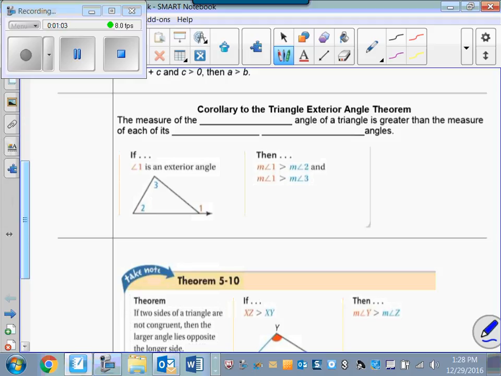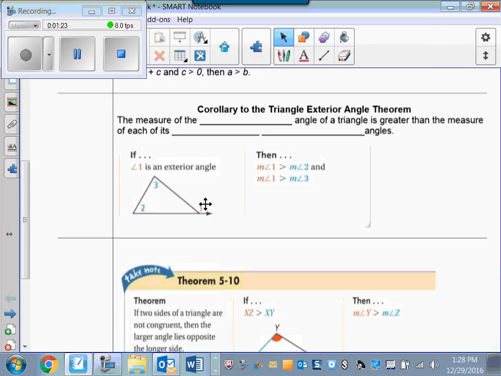Okay, now, do you remember the triangle exterior angle theorem? Do you remember what it said? The triangle exterior angle theorem told us that the measure of this angle 1 right here is equal to the measures of angles 2 plus 3. You remember that triangle exterior angle theorem?